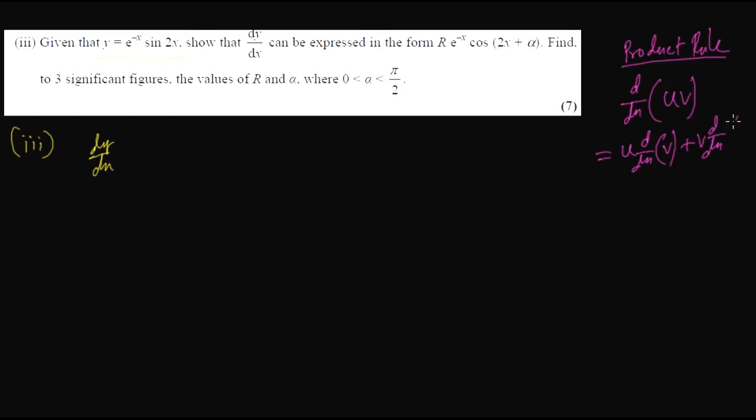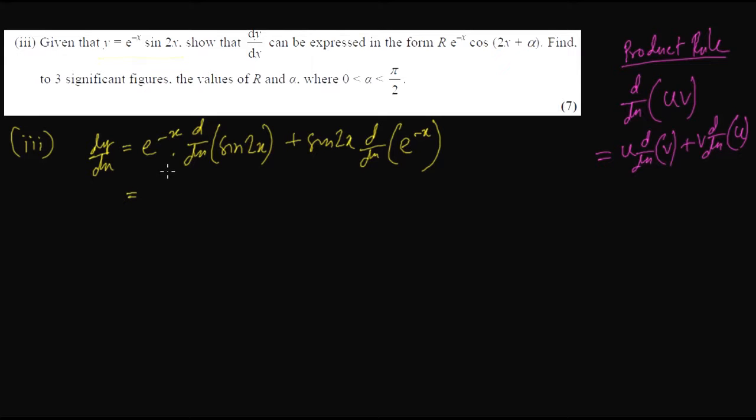So dy by dx of this one is going to be the product rule of derivative. So d by dx of uv is going to be u d by dx of v plus v d by dx of u. That's what it's going to be. So this one is going to be the u, so e to the power minus x d by dx of sine 2x, plus sine 2x, this is the v, d by dx of e to the power minus x.